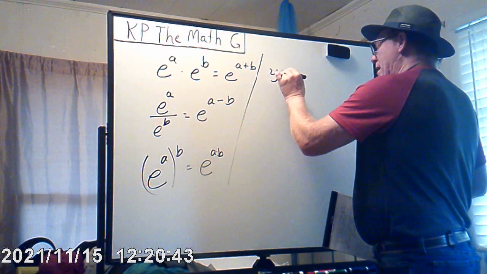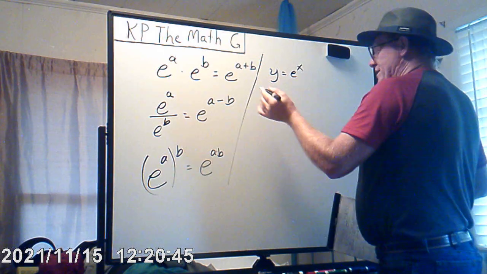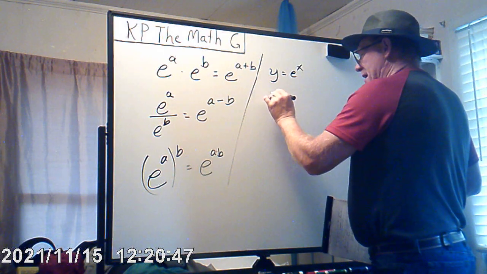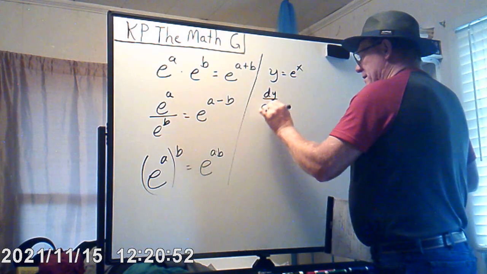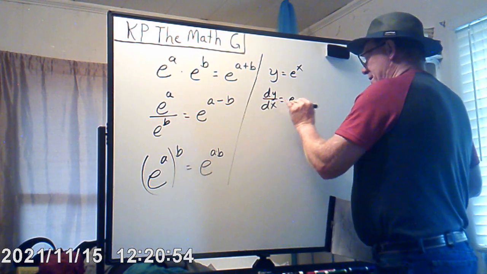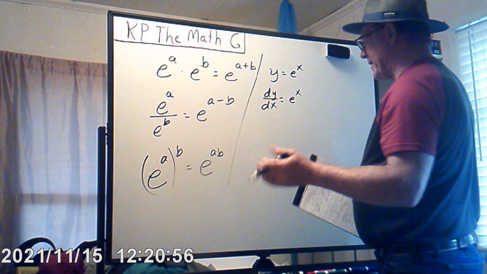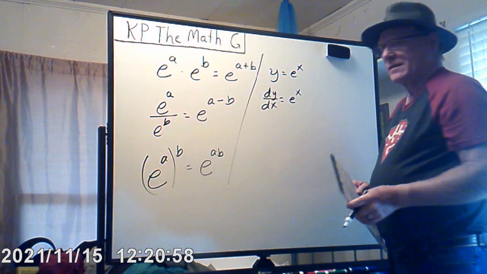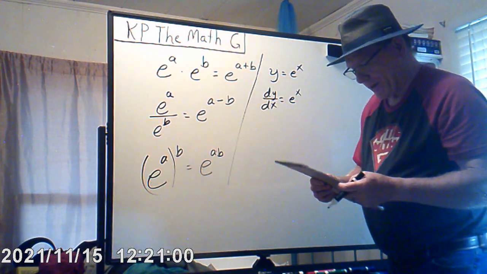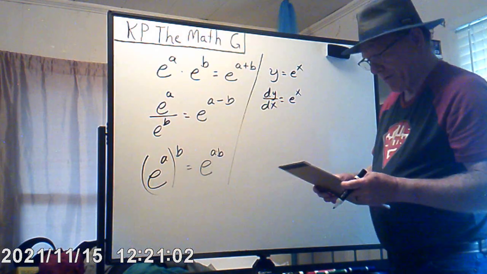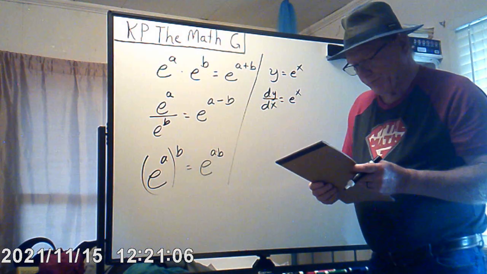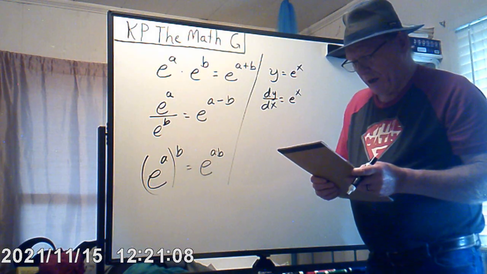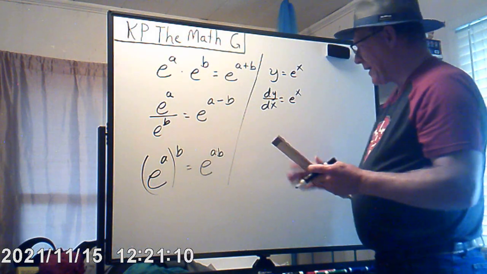If I have y is equal to e to the x, then dy over dx is still e to the x. The derivative is itself. So that's one thing that we have to remember there.